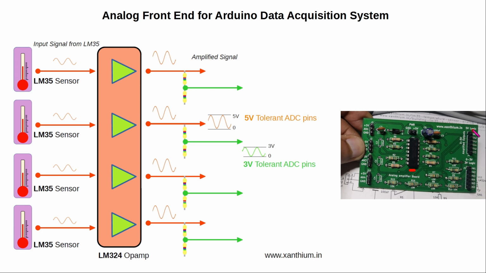The output will be available here. So it can be interfaced with the 5-volt logic of the Arduino. Now you can also have a voltage divider here, which if you want, you can use it to interface with 3-volt tolerant chips, for example, MSP430. The power can be provided here, plus 5 volt and ground.